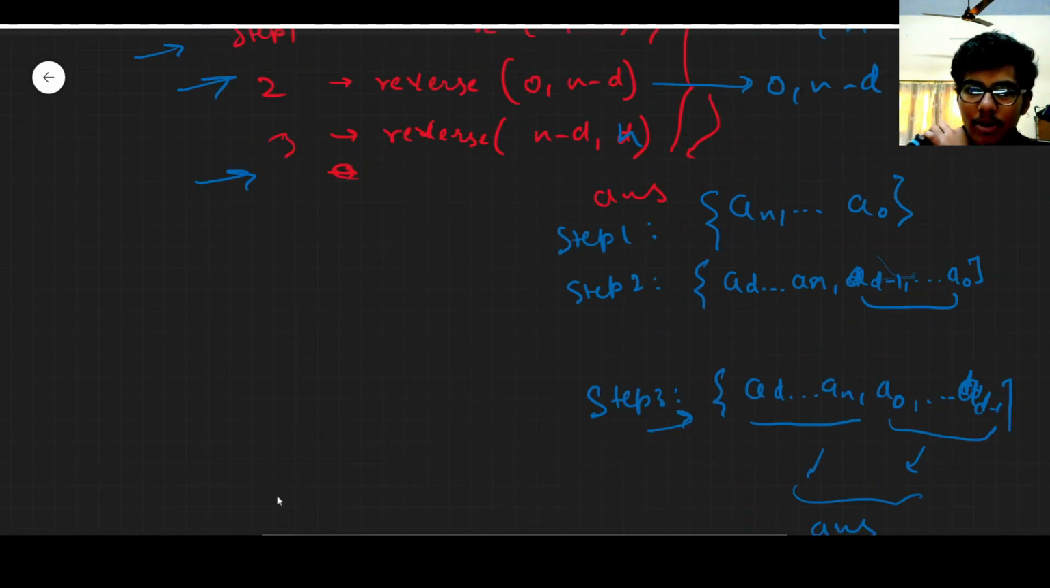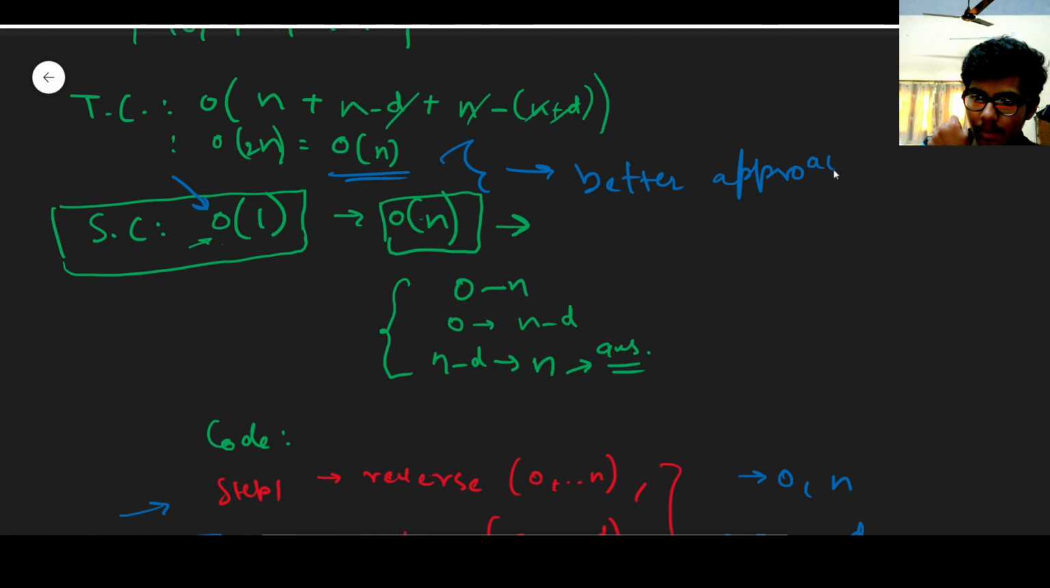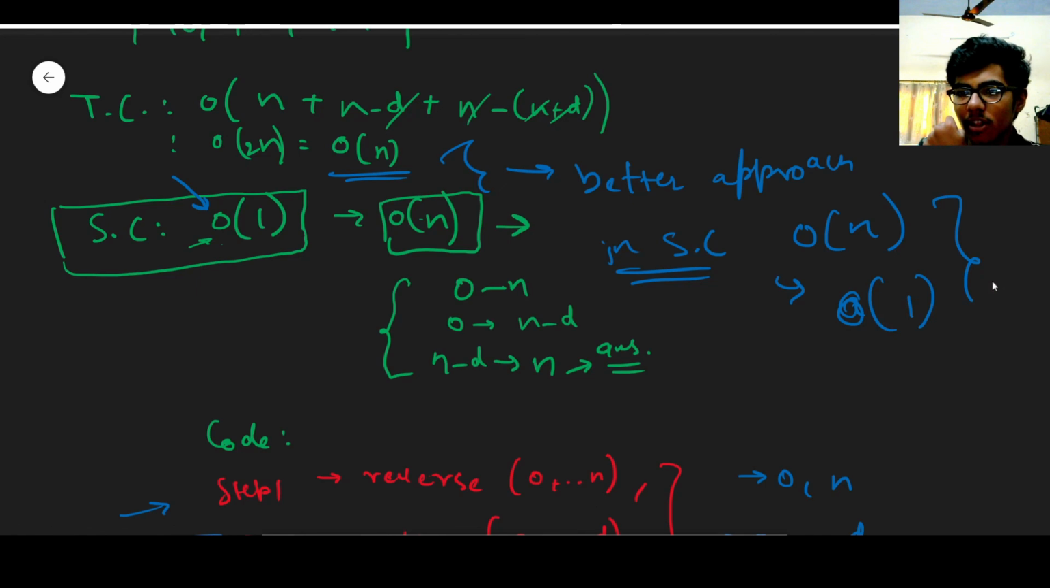So I think it is all clear to you. Then we saw its time complexity and space complexity. Space complexity was O(1) because we are just reversing the array in place. So this is a better approach than the previous approach in terms of space complexity. For the above approach we saw space complexity to be O(n). For this approach space complexity is O(1). Both of these will work, but for better space complexity we will prefer this. So I think it is all clear to you.